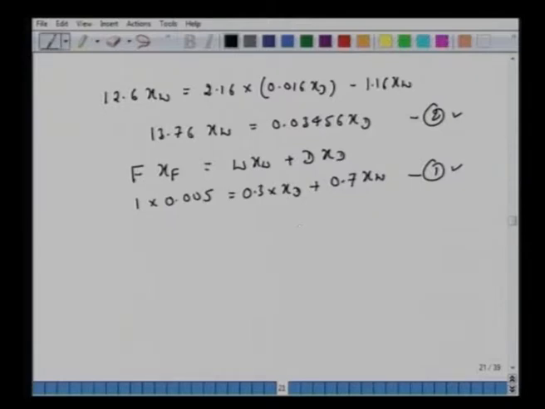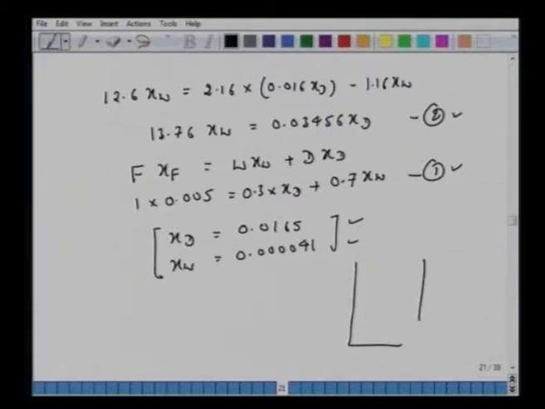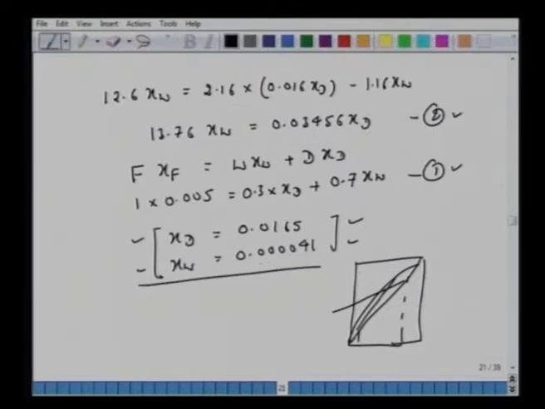If we substitute, we should be able to show that Xt equals 0.0165 and Xw equals 0.000041. So we have got the two unknown compositions here, Xt and Xw. Now we can go back and mark these points on the McCabe-Thiele plot. We can draw the operating lines, the Q lines, etc. So the idea here is that once we get Xt and Xw, we can do the back calculations.